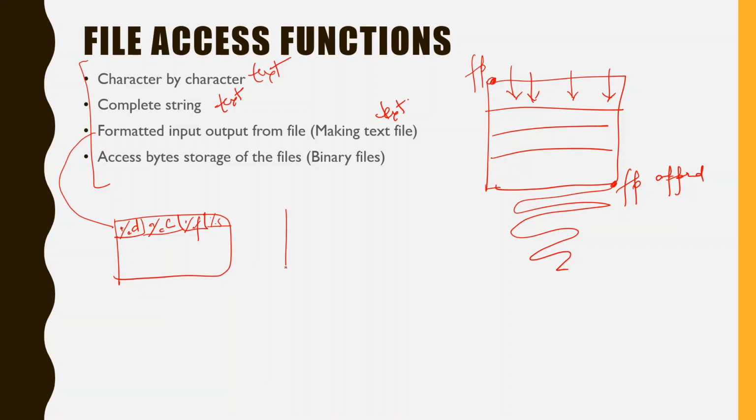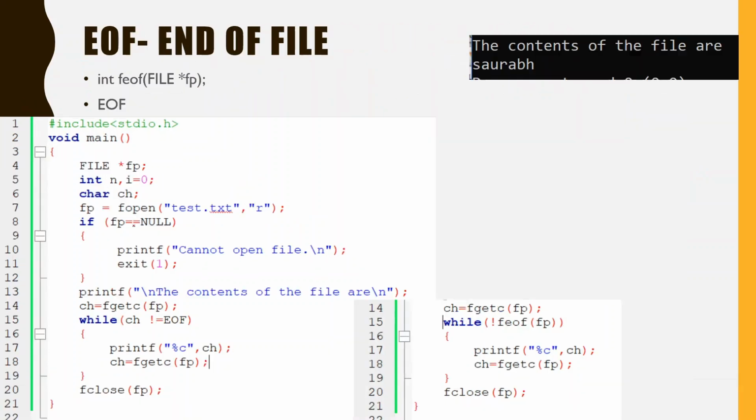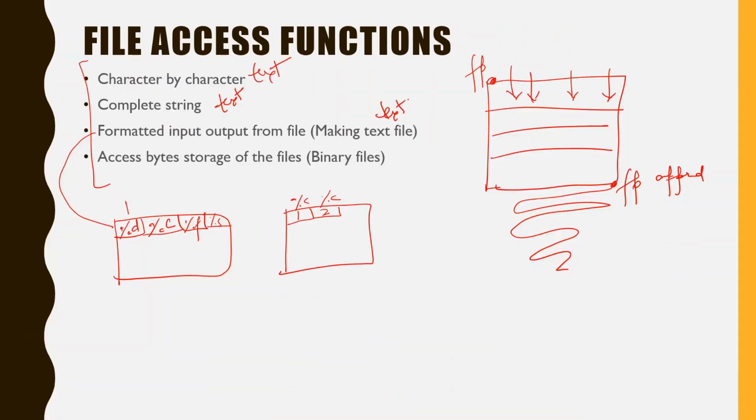So how does it differ from character by character and complete string? In this, even if you store one, it is going to store as a character. If you store two, it is going to store as a character. But here, if you store one, it would be an integer. Here if you store a, it is going to be a character. And here if you store 4.5, it keeps its format, 4.5, as a float.